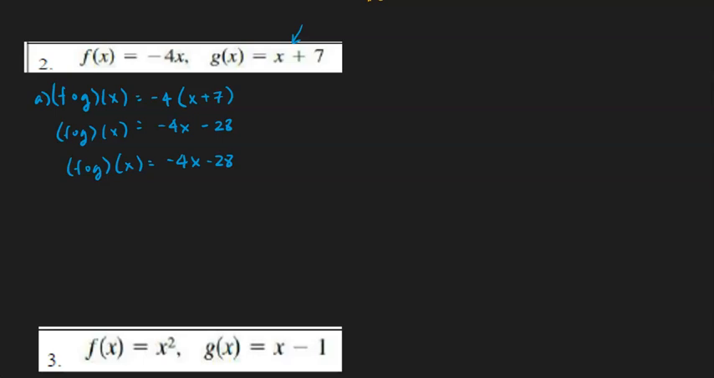Let's make it yellow. Okay, B is going to be where F is the input function. Let's open up that, -4x plus 7. And so G of F equals -4x plus 7. And there you go. That's it. Easy.